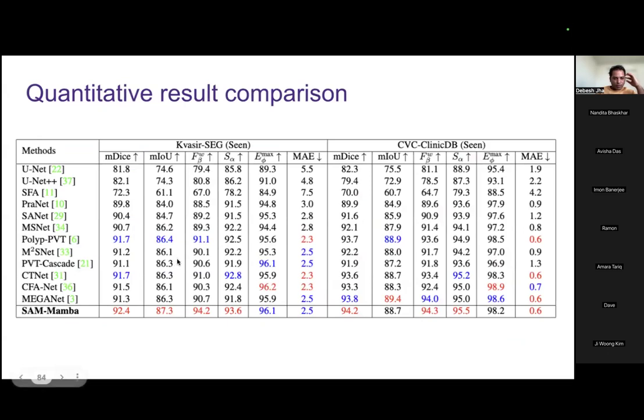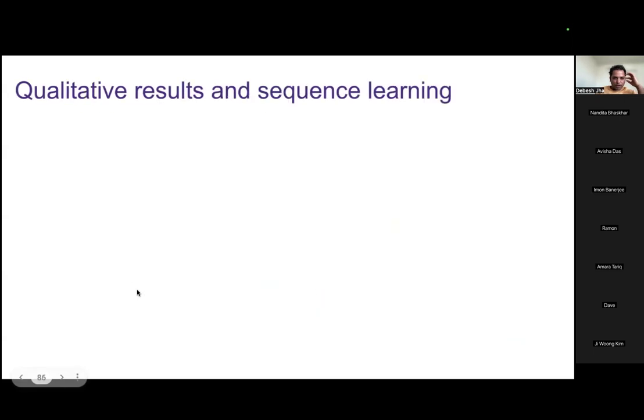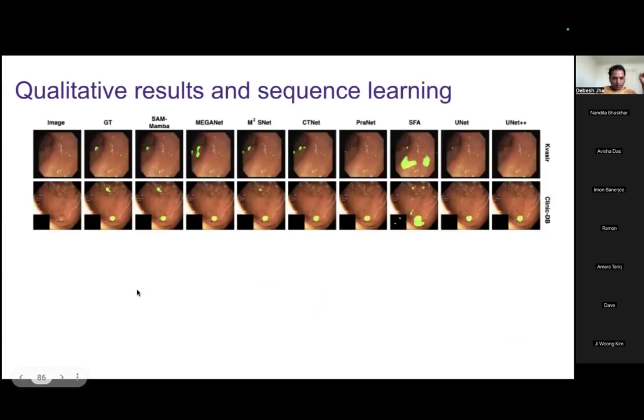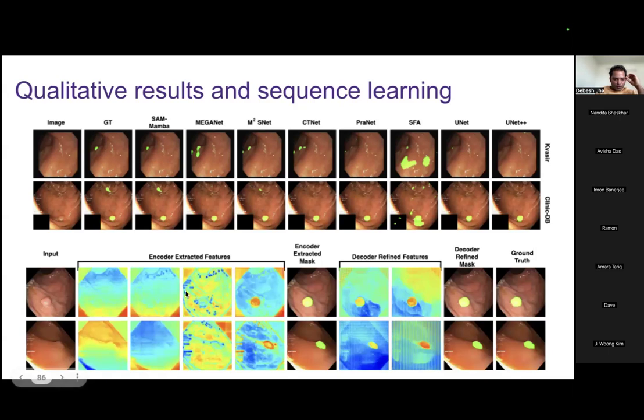We compare with some of the state-of-the-art architectures, and we got better results. This was published in WACV 2025 this year. Here are some of the results. If you compare the ground truth with other models, for example UNet++ or other models, they fail. Some show over-segmentation, and sometimes a model can show under-segmentation, but our model is optimal.